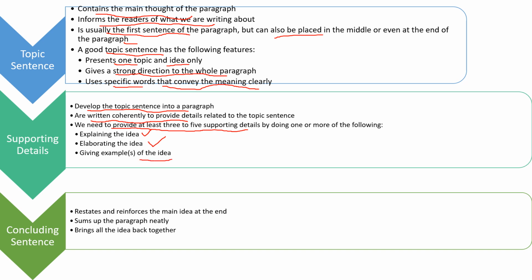The next one is the concluding sentence. The concluding sentence restates and reinforces the main idea at the end of the paragraph. It sums up the paragraph neatly. It brings all the ideas back together. So you need to make sure to write the concluding sentence for each of the paragraphs in your body of contents.